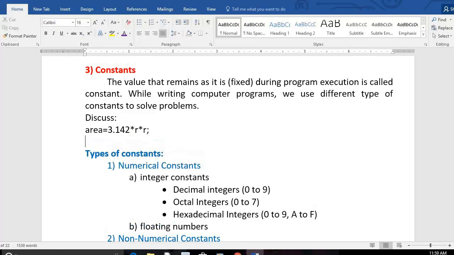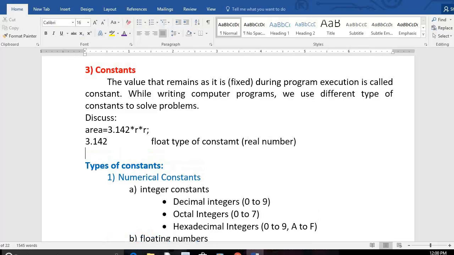In this expression, 3.142 is the example for a float type of value, a float type of constant. Which type of constant? Float type of constant, which is also called a real number.